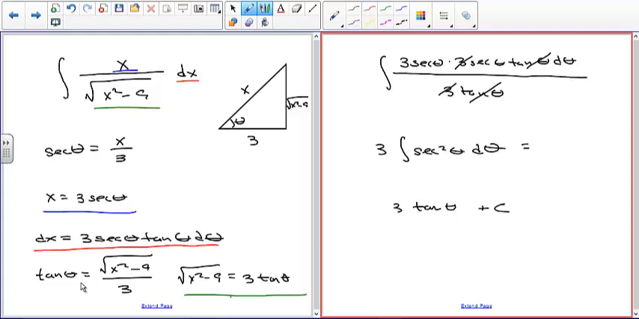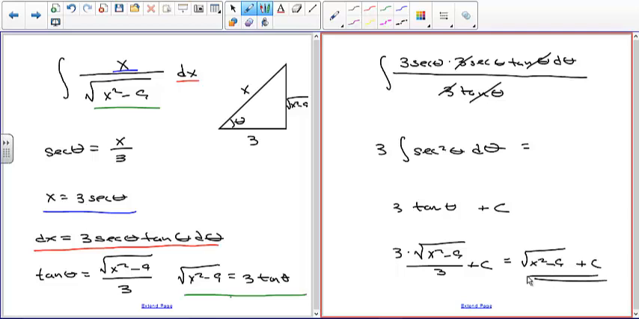And then we go back and say, have we already solved for tangent, which we have, so we don't have to do any extra work. So we go back to these original lists. If it wasn't one of the trig functions that we're using, secant or tangent, we could go back and figure it out. So the tangent of theta is equal to the square root of x squared minus 9 over 3, times 3, plus c, which simplifies down to the square root of x squared minus 9 plus c, which is what we expected, just from our past experience.